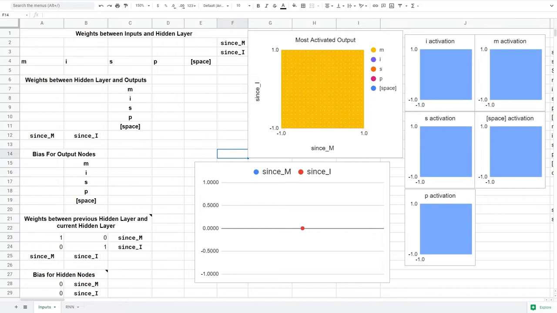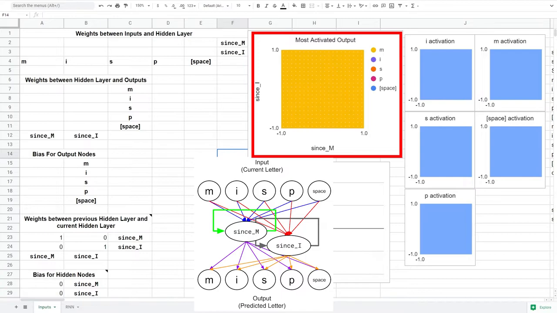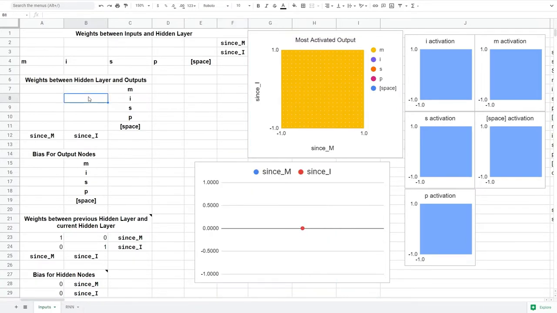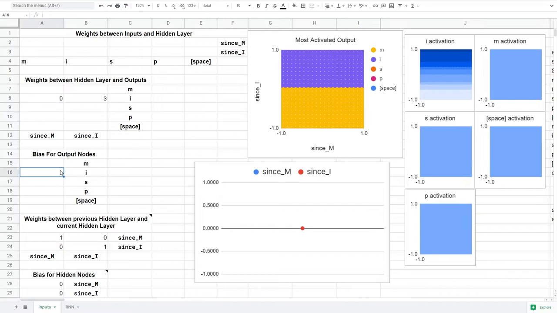Here we are in the template workbook. This input sheet is where we will figure out the weights, and the RNN sheet is where we will put them together to make the RNN with this structure. With the help of this bubble chart here, we will experiment with the weights and biases for the second layer. The bubble chart shows us which of the output nodes is activating the most. Since we want the network to recommend an I when there hasn't been an I in a while, we will want to put a positive weight in the since I column. We will leave the since M column and the bias at 0 for now.